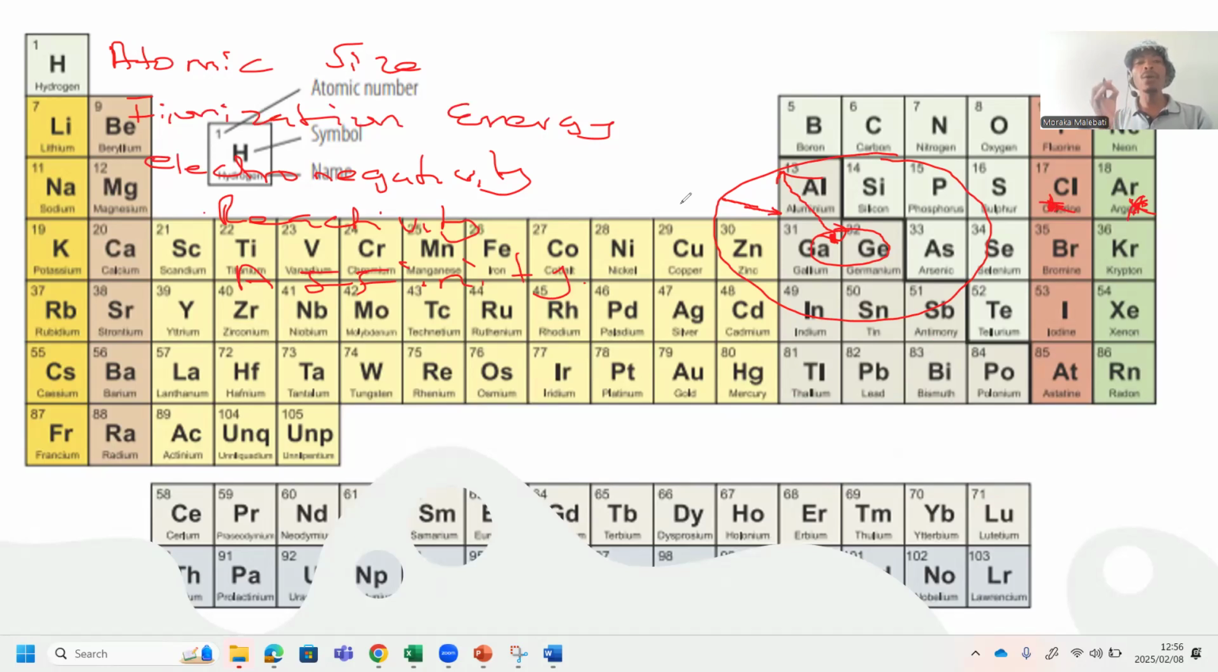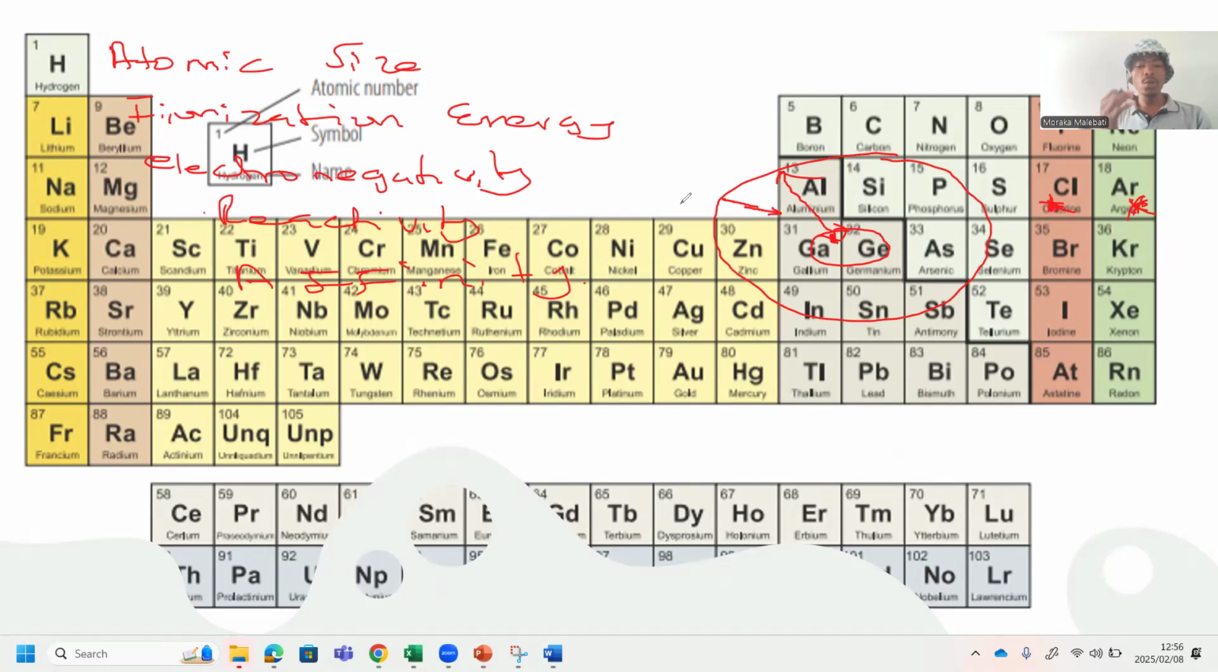But when we talk about electronegativity, it's nothing but the ability of an atom to attract electrons in a chemical bond, during chemical bonding. And then reactivity refers to how easily an element can undergo a chemical reaction with other elements or compounds.